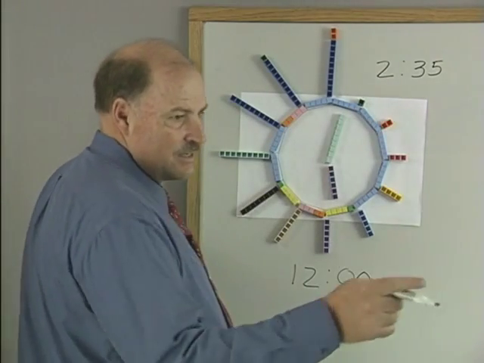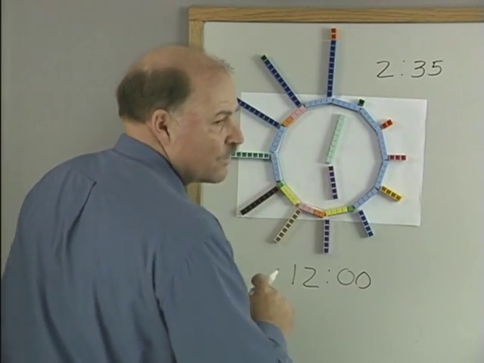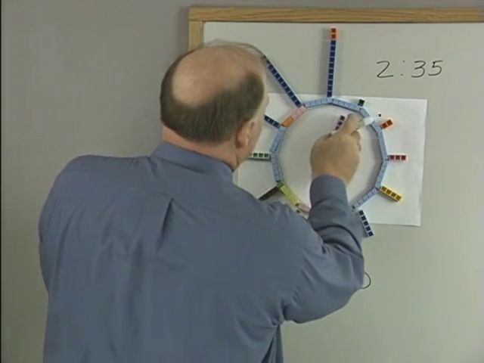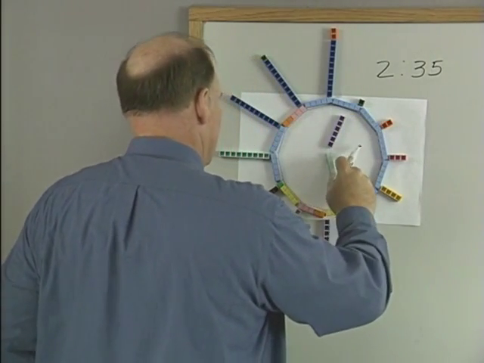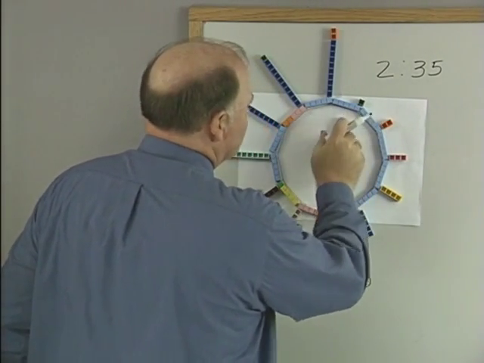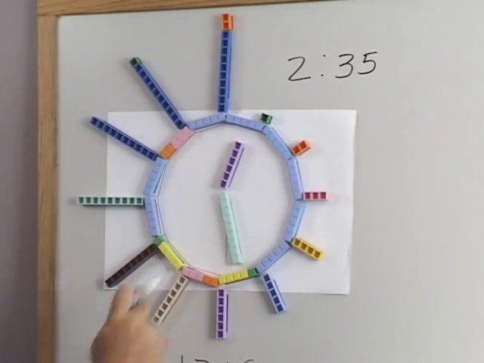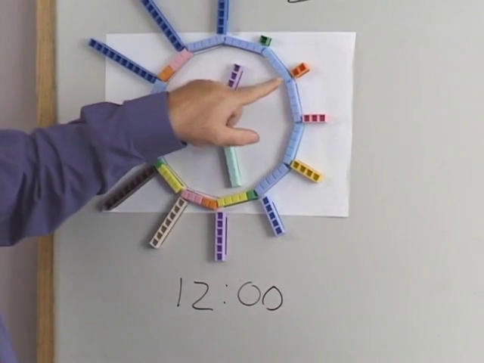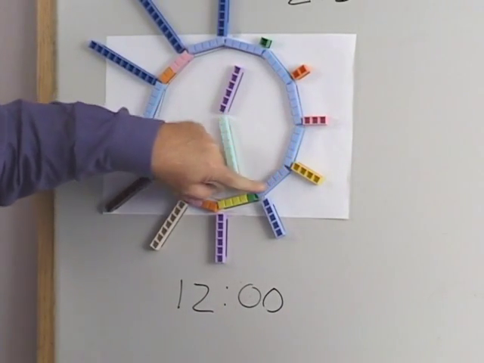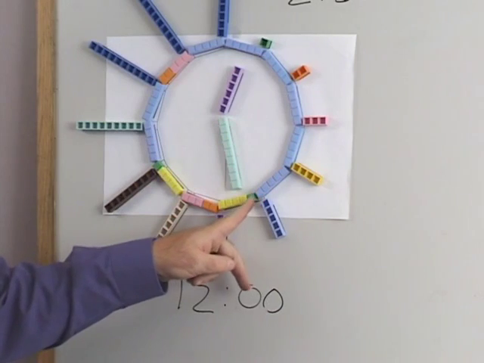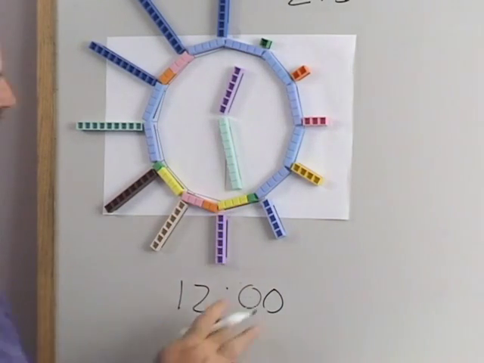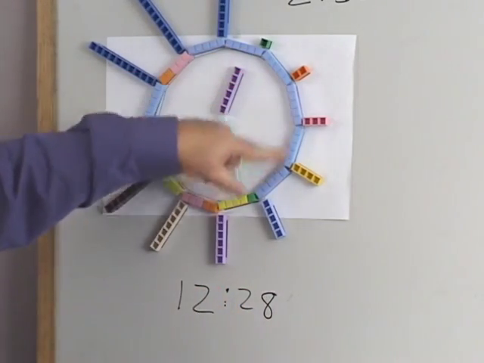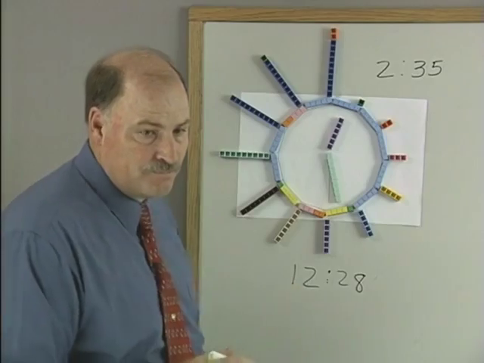Okay, so what time is this? What's the hour first? Oh, wait, I was messed up. That's what I was trying to do. Sorry. My mistake. Okay, that's 12. Now what's the minutes? 5, 10, 15, 20, 25. Got to start counting singly now. 26, 27, 28. 12:28. Very good. So you skip count as far as you can by 5s, and then you start counting them one by one, right? Okay.